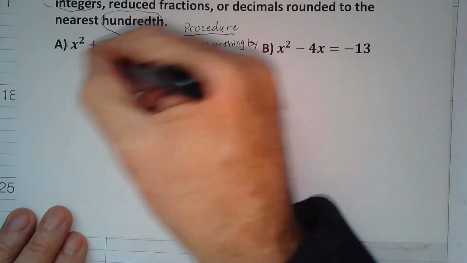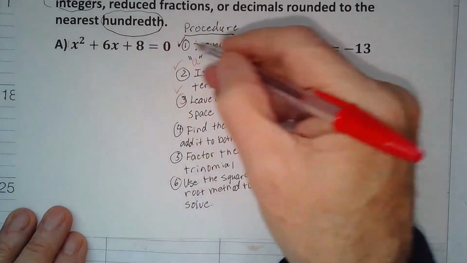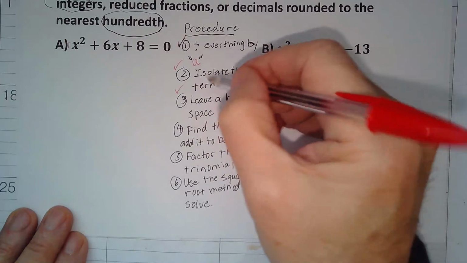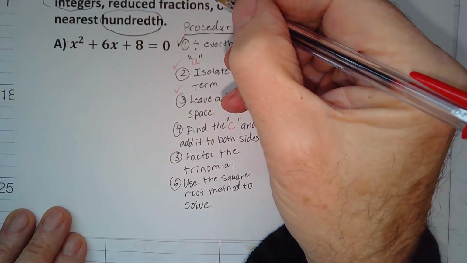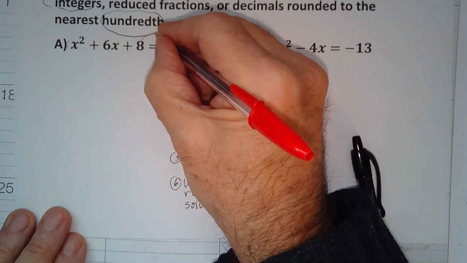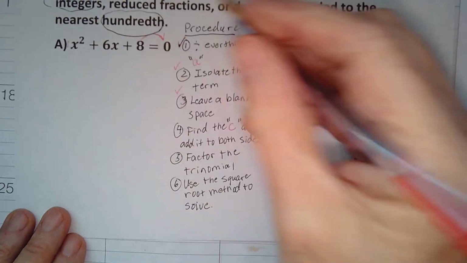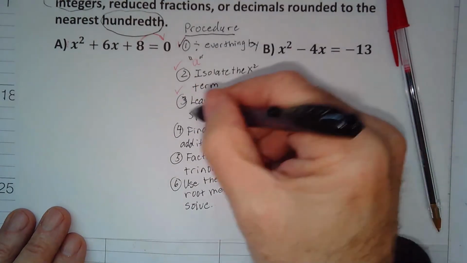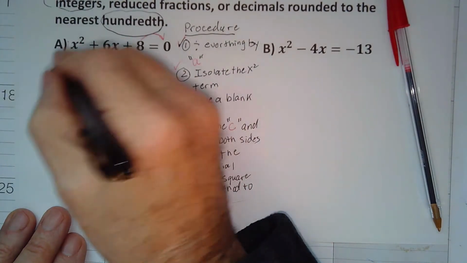So I'm going to rewrite this. And what I'm going to do now, divide everything by 1. We don't need to do that, so we can ignore that first step. But to isolate the x squared term, what we have to start out by doing is move the 8 over here to the other side. And we're going to leave a spot there. That's the leave a blank space thing that we're talking about. So let's rewrite the trinomial with the space.